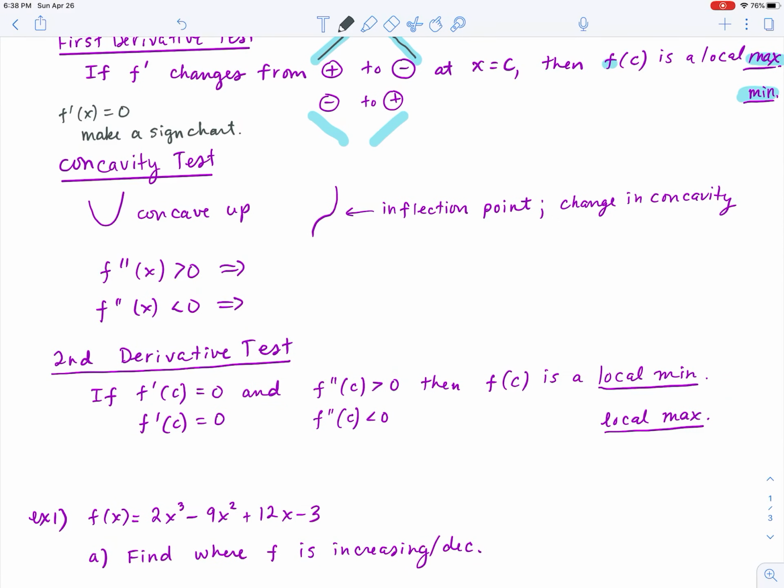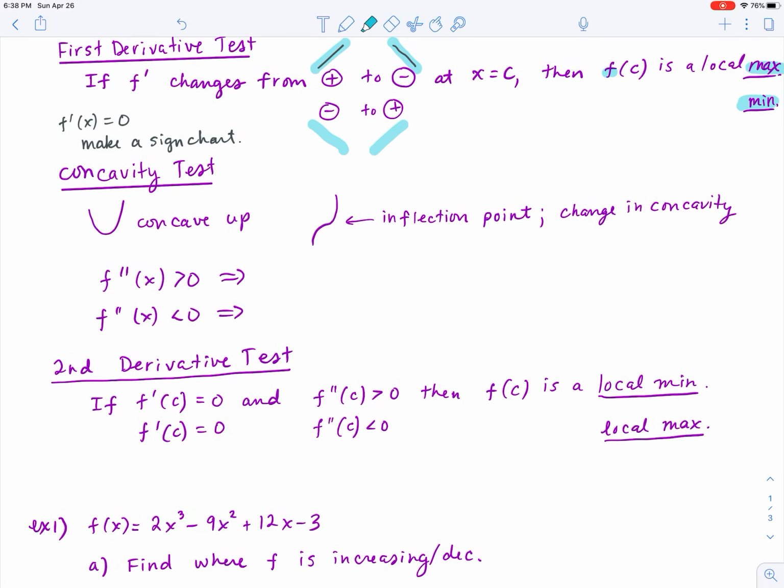Next we have the test for concavity. And what concave up means is pretty much exactly what you think it means. Also, an inflection point is something that shows the change in concavity. So you can see here in this little graph that we're going from concave down to concave up, and that's called an inflection point, which we will abbreviate IP. And this is information coming from the second derivative.